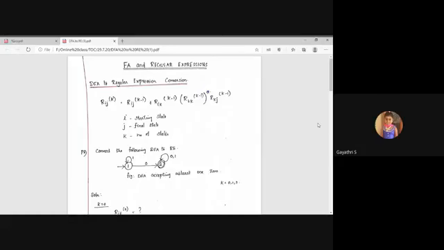The first part is DFA, deterministic finite automata. DFA to regular expression conversion. This belongs to an important part B question. It's a very important part B question.